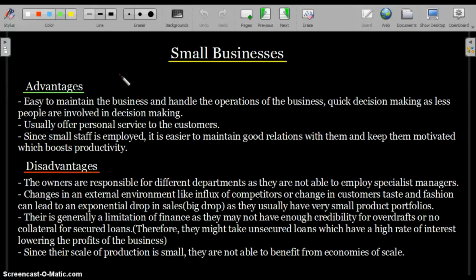Assalamu alaikum everyone. So today we are going to be looking at small businesses: what small businesses are, the advantages, the disadvantages, and their importance to the country.